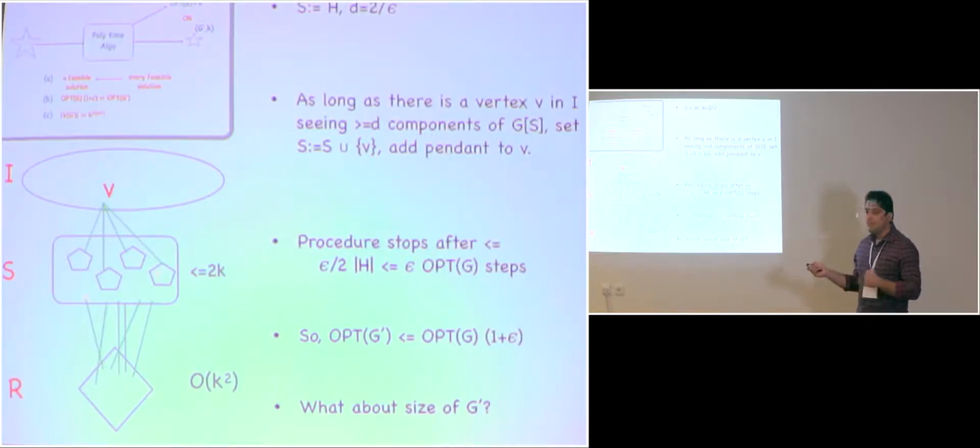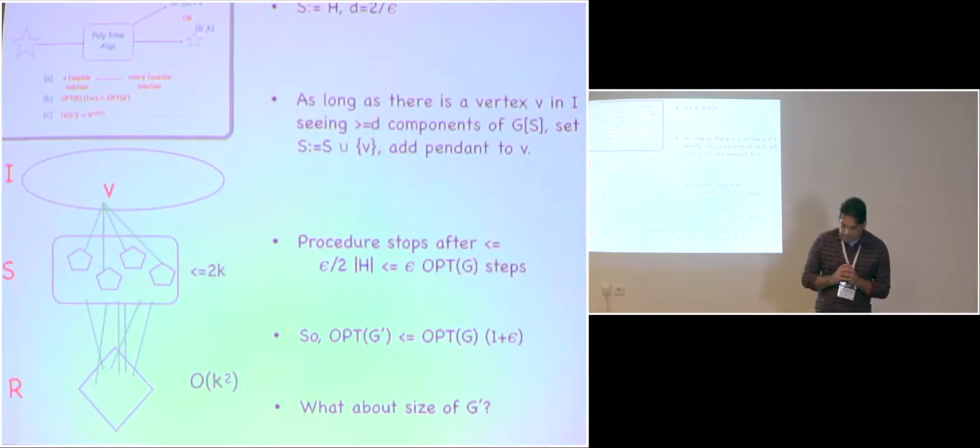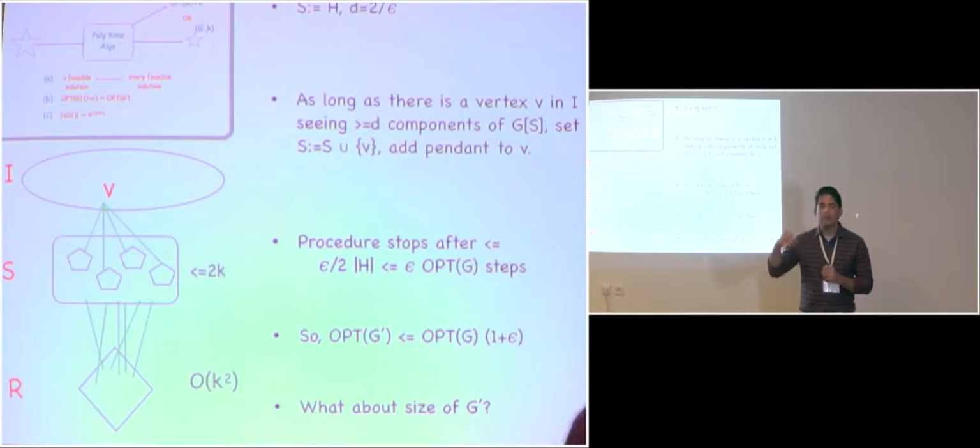And how many vertices do you add when you do this iteration? Each time you add a vertex, you're reducing the number of components by at least 1. And initially, you have at most 2k vertices. And if you're reducing the number of components by 1, it means that the number of iterations here is at most 2k. OK. And this, based on D, is only an epsilon fraction of your opt. So what have you done here? What you have done here is you've picked up epsilon opt vertices, and you've greedily forced them into your solution.